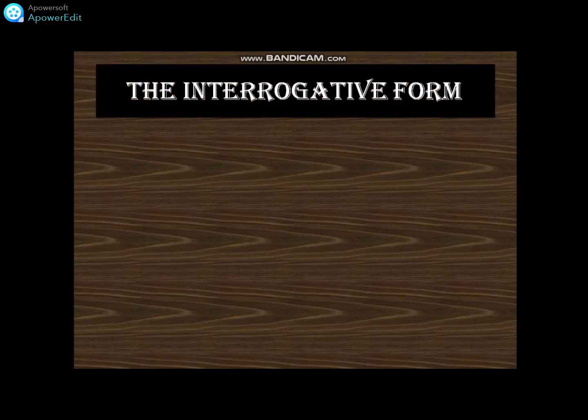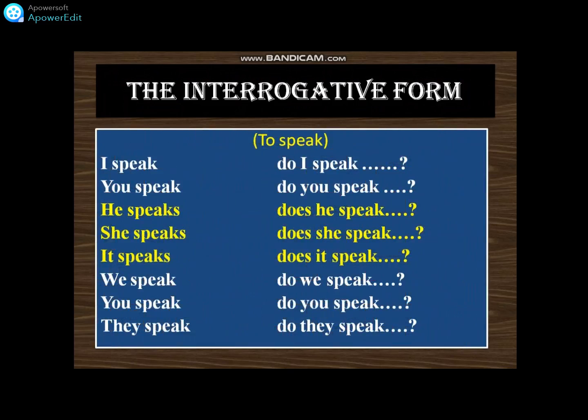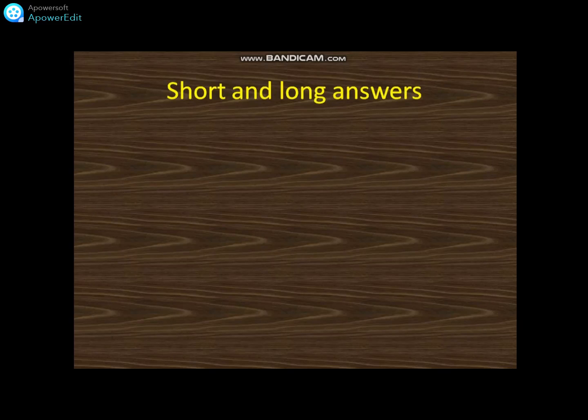Very good. Let's move now to the interrogative form. So the interrogative form, which is the question. Now look here at the example. For example, to speak. I speak English. Do I speak English? Now here you use do. Do you speak English? Does he speak English? Does she speak English? Does it speak English? Do we speak English? Do you speak English? Do they speak English? Alright, now let's move to short and long answers.